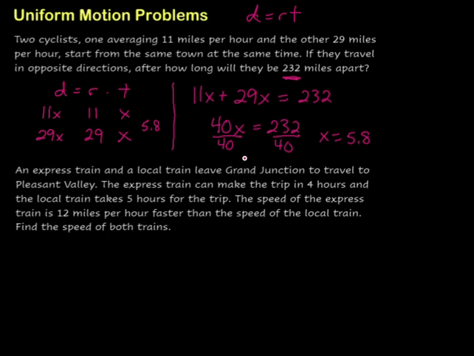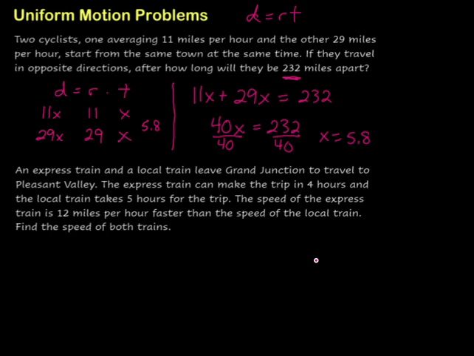Now, if you want to check this, what we could do is just take that 5.8 and put it in for x in both of these. So 11 times that and 29 times that, and then add those two together, and that should give us 232. I did that. It works. If you want to double check me, feel free to do so. That's how we can check our answers.